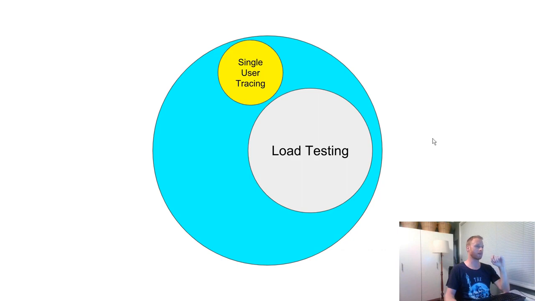Well, here's one example, single user tracing. So this is when you are using a network proxy such as Fiddler or Charles, or maybe Wireshark if you want to get down to that low-level network layer, and you complete some activity on a software system and observe the conversation or the traffic between your client and the server. So what's the value in that?